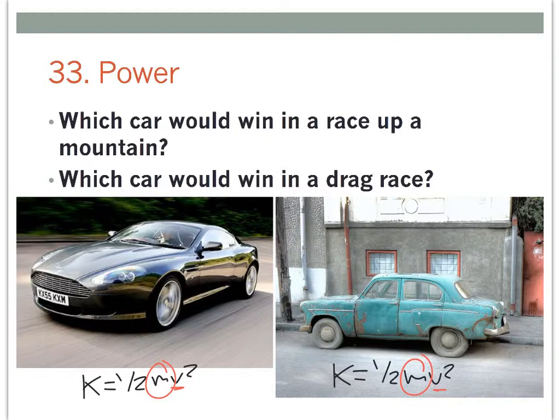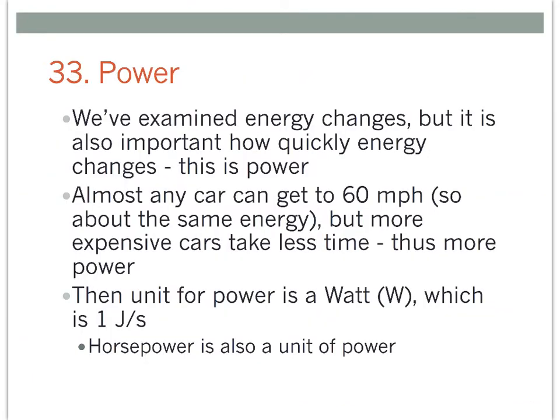Here's the question though. Why do people pay lots of money for a car like this? And the answer is time. That's the key difference. This car is going to reach that speed in less time. This car is going to gain that kinetic energy in less time. And that's really what power measures. So power is all about how quickly the energy changes, the rate of change of energy.